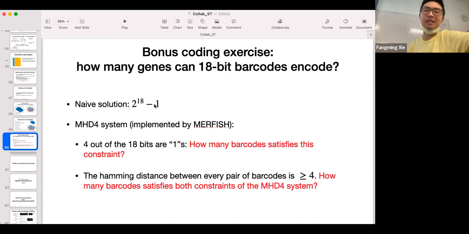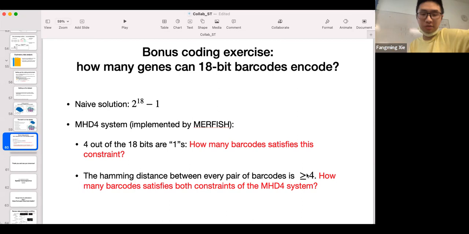In the MDHD4 system implemented by MERFISH, only 4 out of the 18 bits are allowed to be ones. So think about it, how many barcodes satisfy this constraint? You can calculate it in one step with combinatorial numbers if you're familiar with it. But also you want the Hamming distance between every pair of barcodes to be greater than or equal to 4.